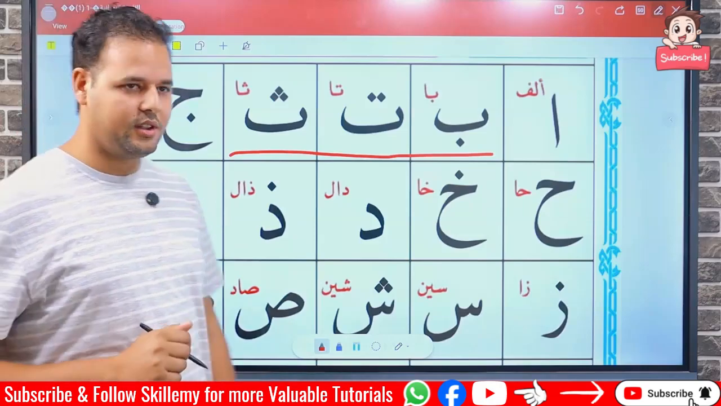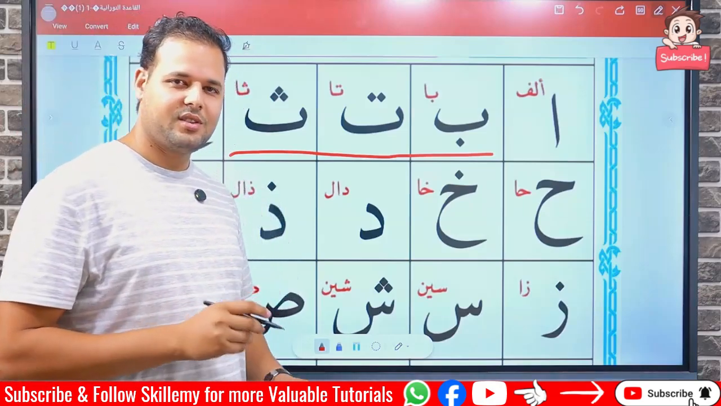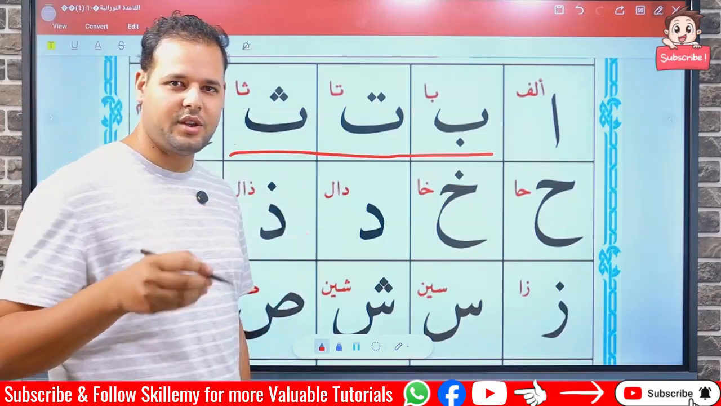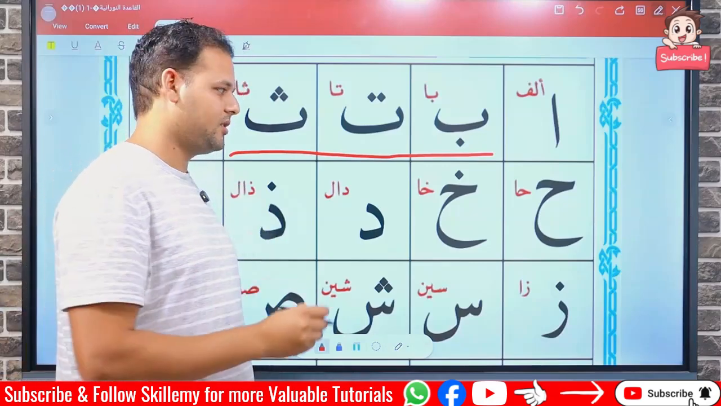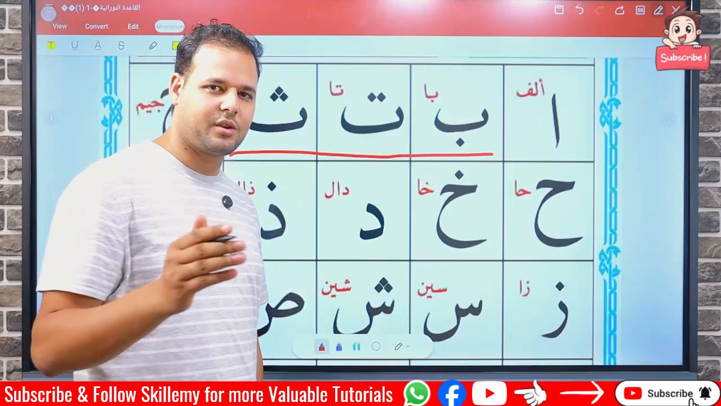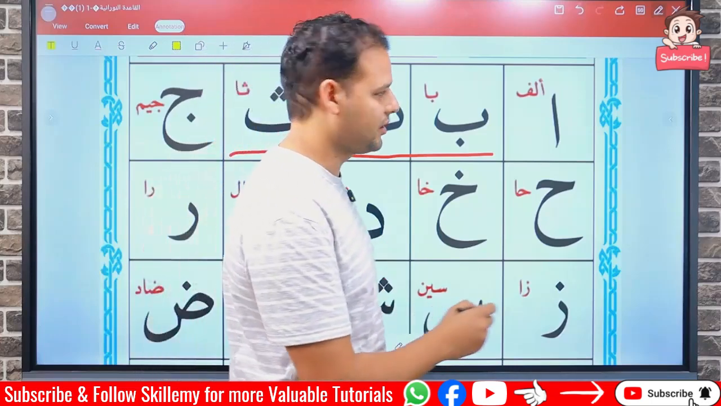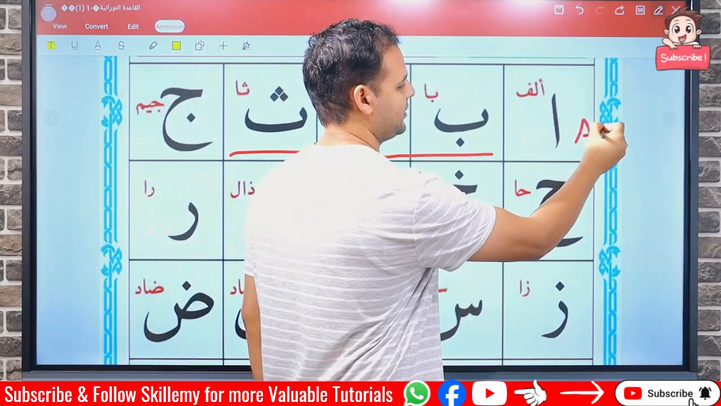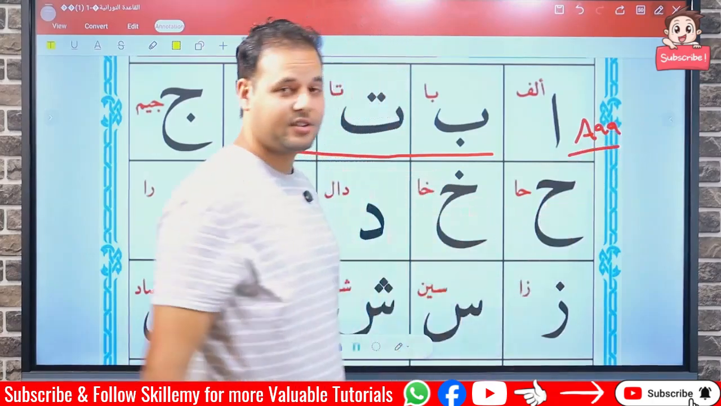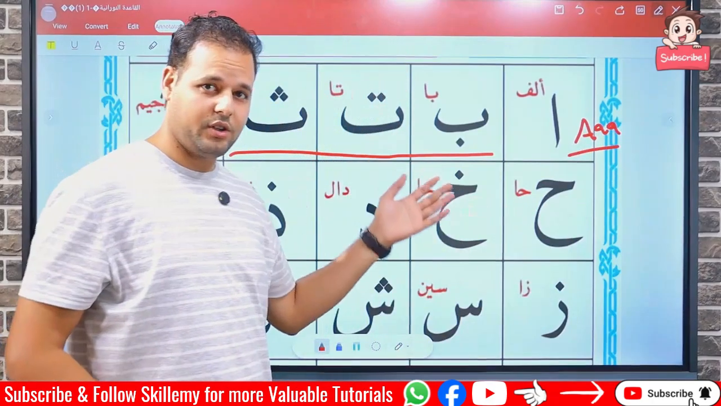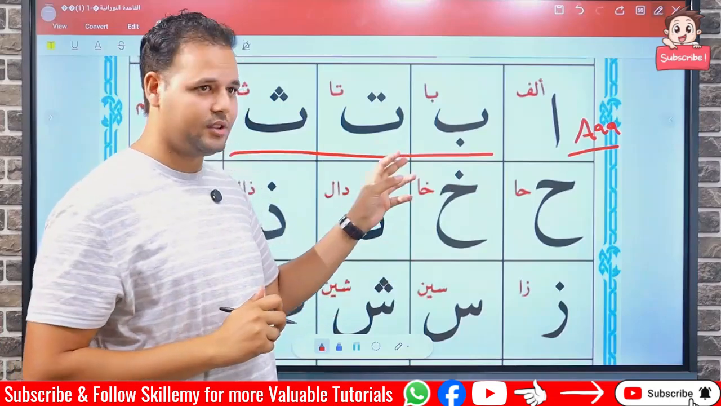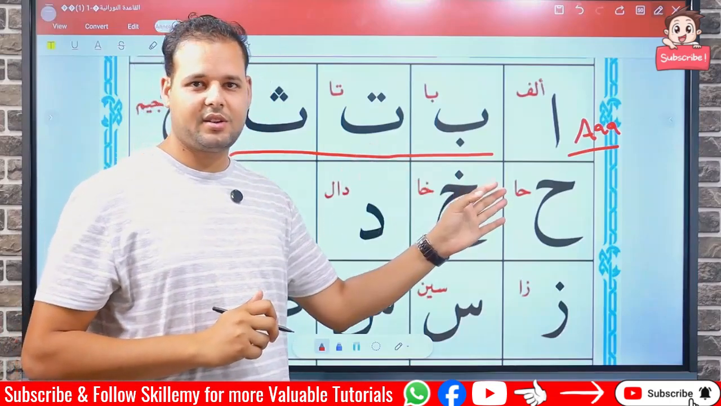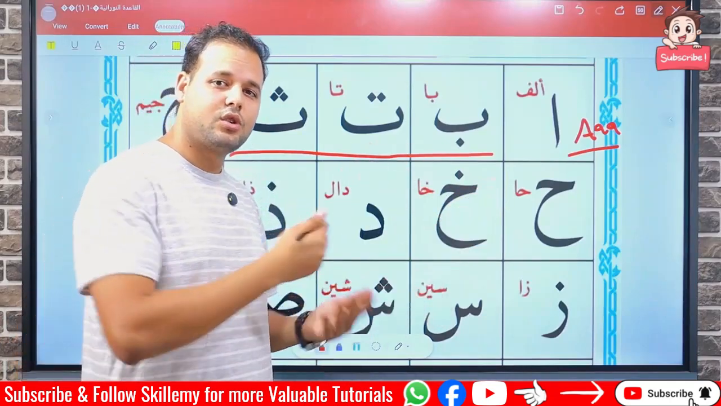One more point is, do not write the English or the Spanish or any Latin language, it doesn't matter, any other language near to the letters. For example, this is a, don't write like this. This is not correct. And also later on, if you have a word in Arabic, don't write next to it the spelling in your language. This will slow you down.